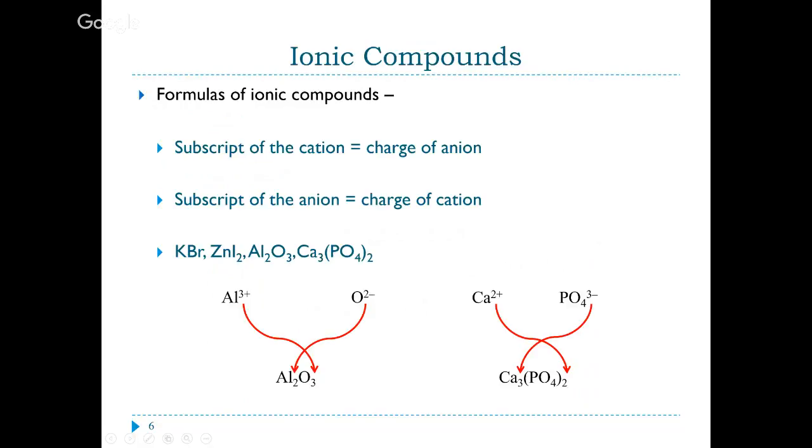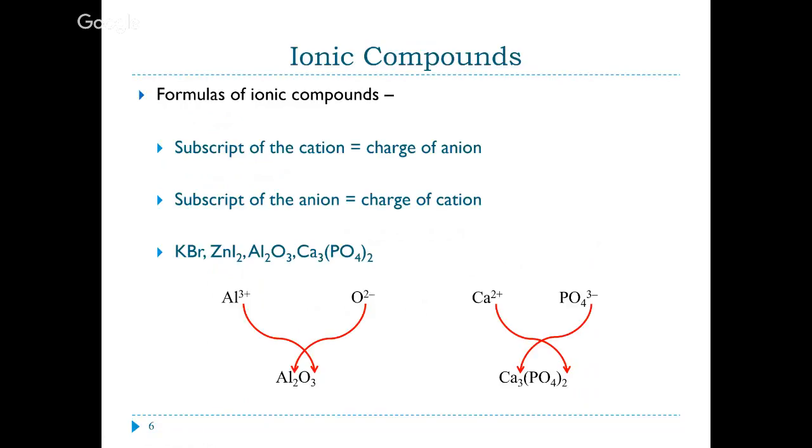You wouldn't just write PO42. That would mean you'd actually have 42 oxygen atoms. That would be incorrect. The parentheses say I need 2 of this entire group, because the entire group holds the charge of 3-. But once again, this crisscross method is going to work no matter what.